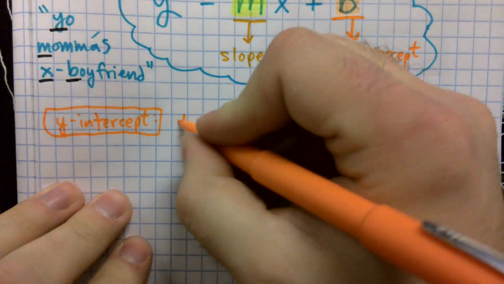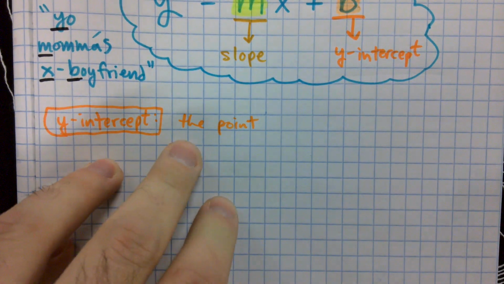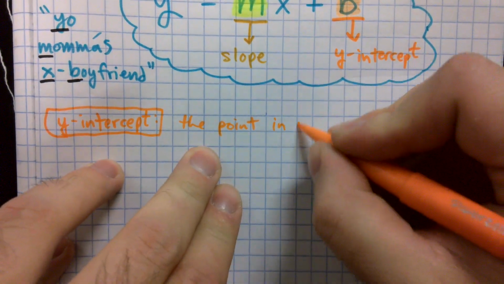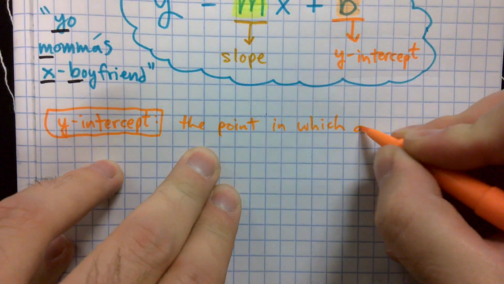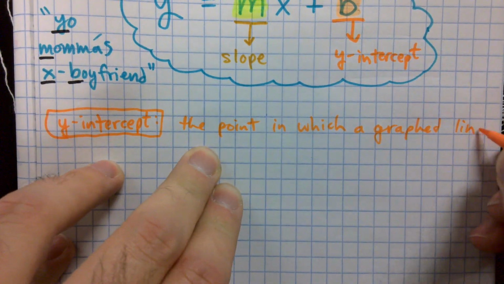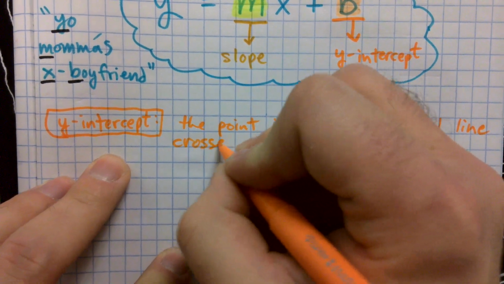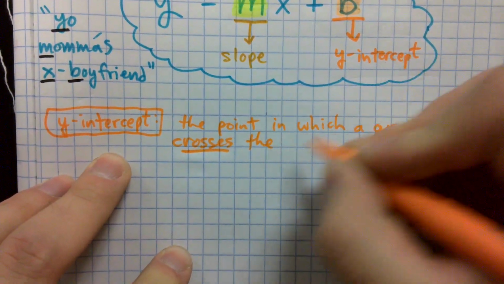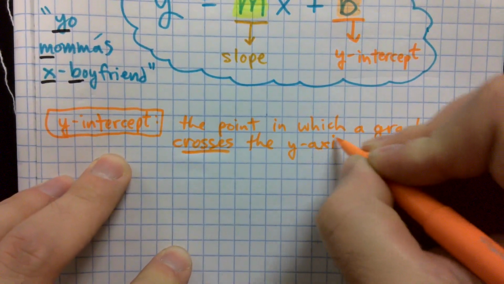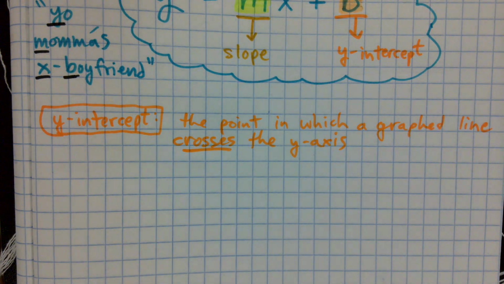So the y-intercept is the point in which a graphed line crosses the y-axis. The point in which a graphed line crosses the y-axis.